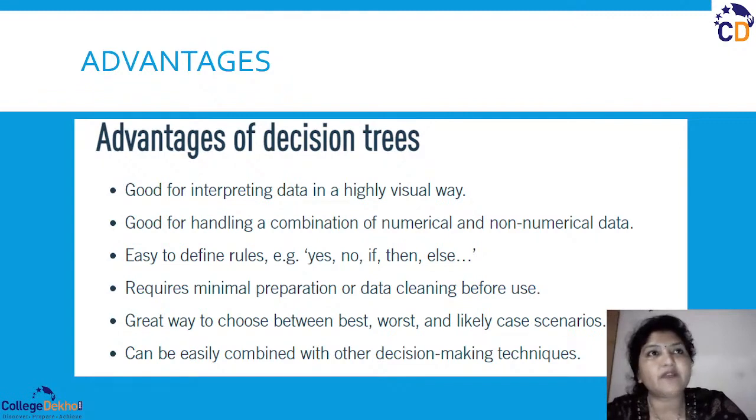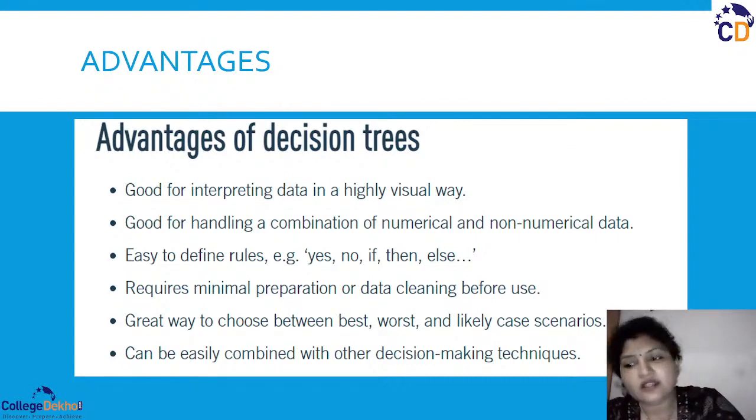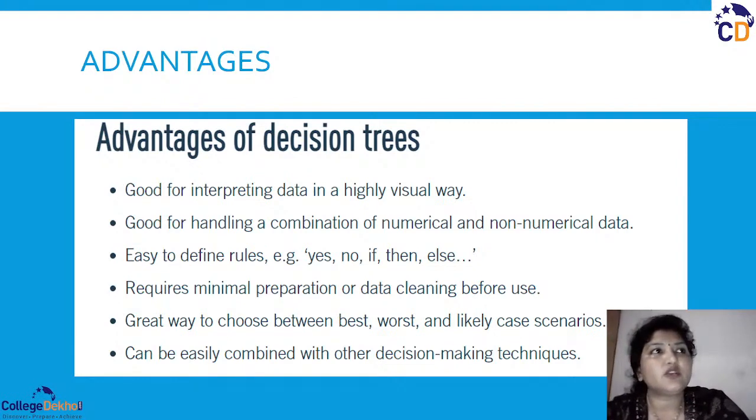So like we have conditional statements in our programming languages, we can use decision trees as well. Requires minimal preparation or data cleaning before use. So you need not prepare or clean your data, you directly use it, and later on, if there is an error, you may increase the number of decision trees, or the estimators, right? Like when we use ensemble techniques, we may be increasing the number of decision trees for making the decisions.